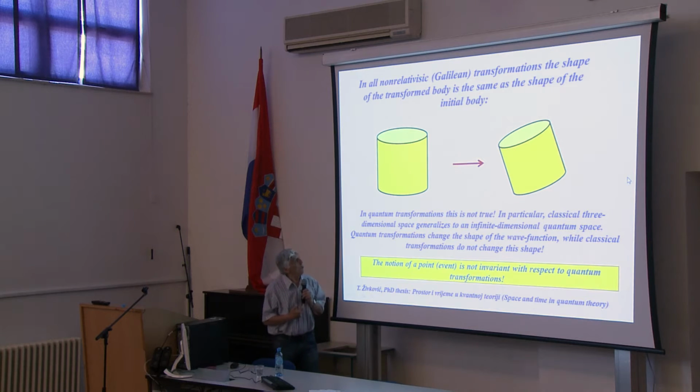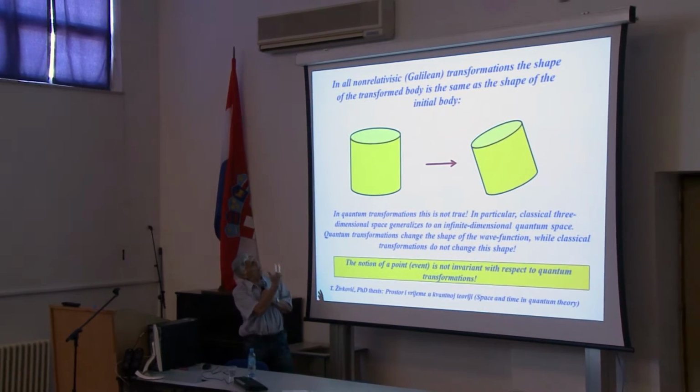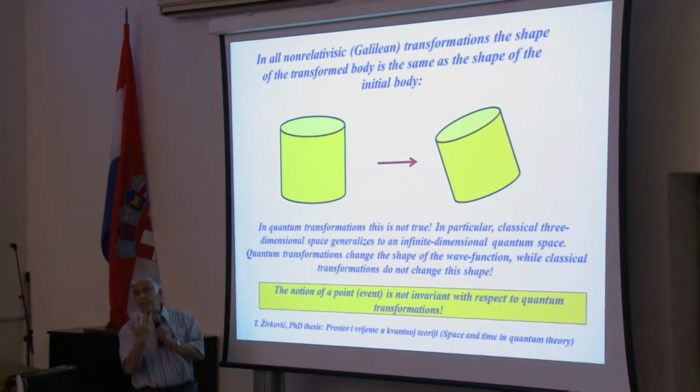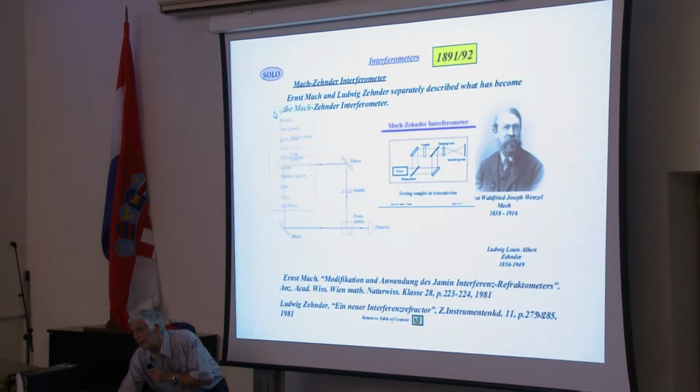And in all non-relativistic Galilean transformations, we have one additional property, that the shape of the body is the same in all reference frames. It is not so in relativistic transformations, because of the relativistic contraction, so the volume of the body is effectively smaller in another reference frame. But in non-relativistic, the volume is the same and the shape is the same, and all transformations preserve the shape of the body or whatever we are looking at.